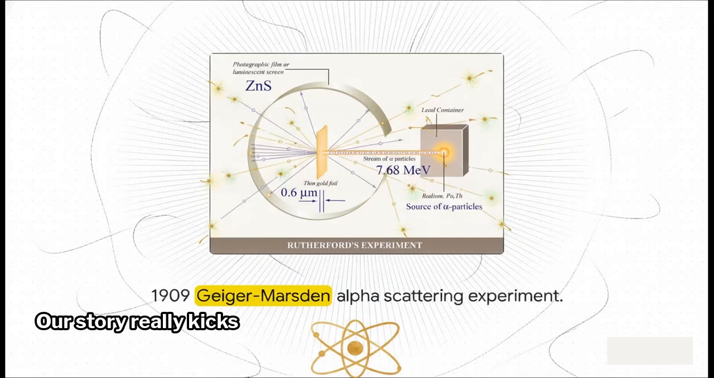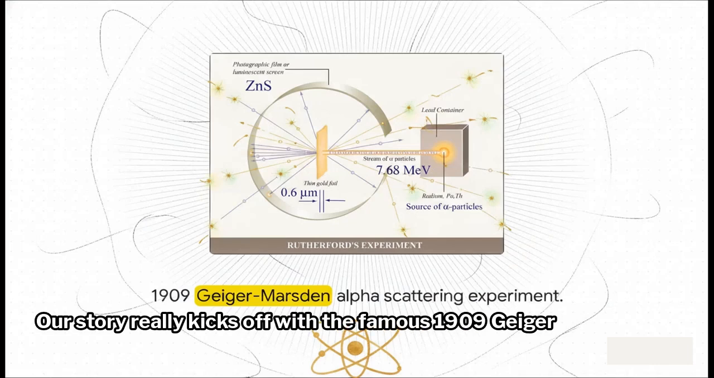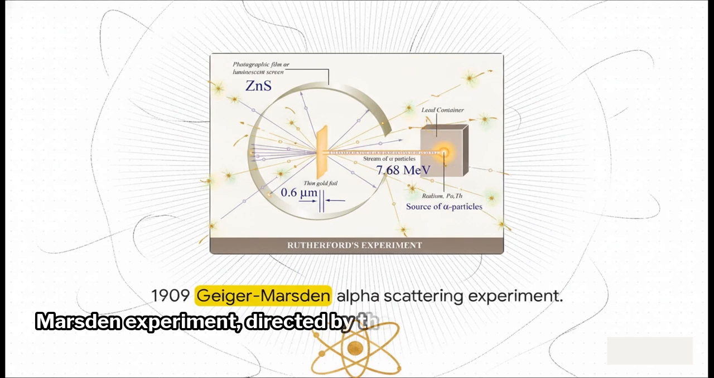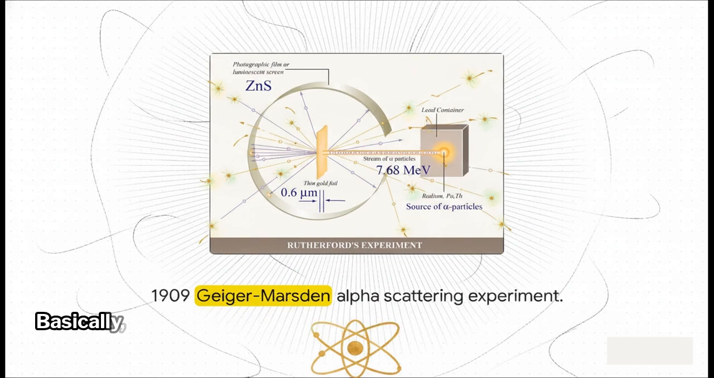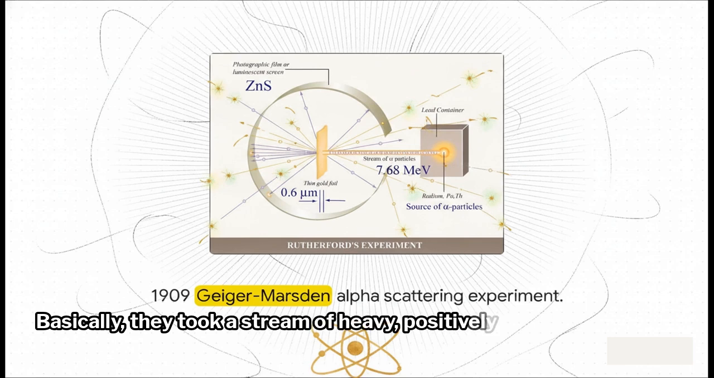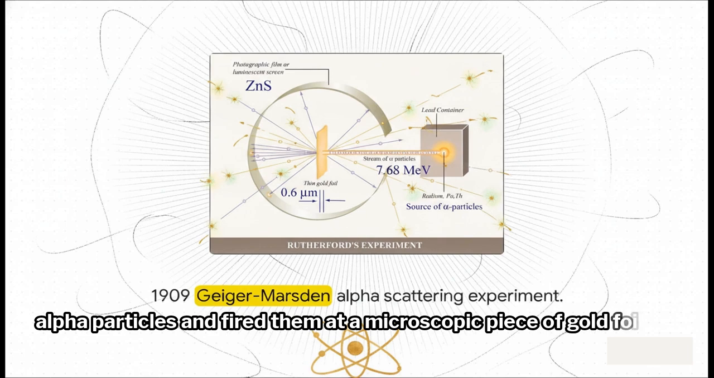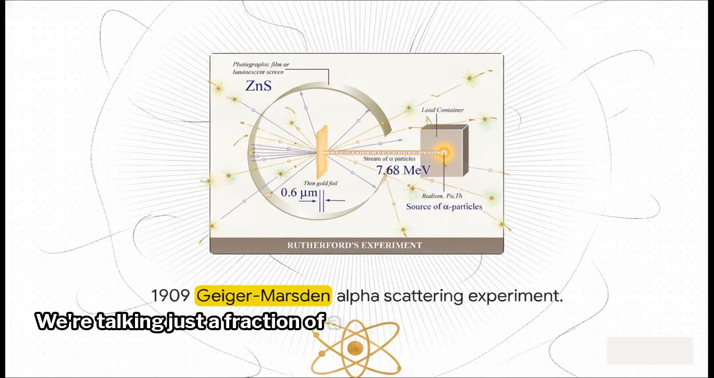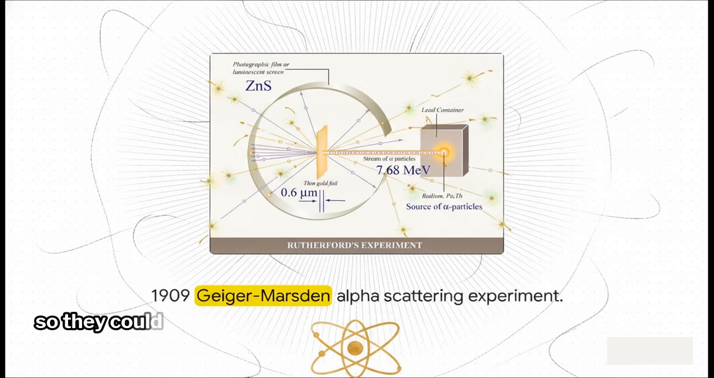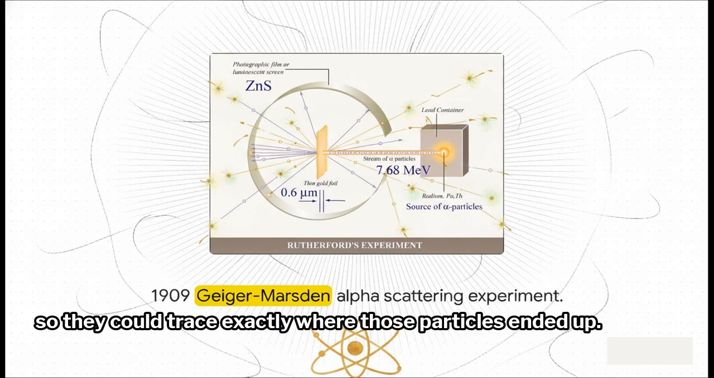Our story really kicks off with the famous 1909 Geiger-Marsden experiment, directed by the legendary Ernest Rutherford. Basically, they took a stream of heavy, positively charged alpha particles and fired them at a microscopic piece of gold foil. We're talking just a fraction of a micrometer thick here. They surrounded the whole setup with a luminescent screen so they could trace exactly where those particles ended up.